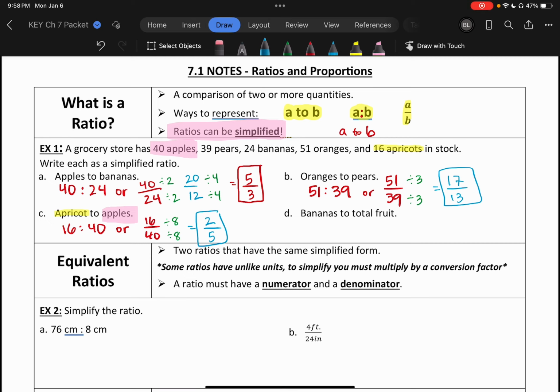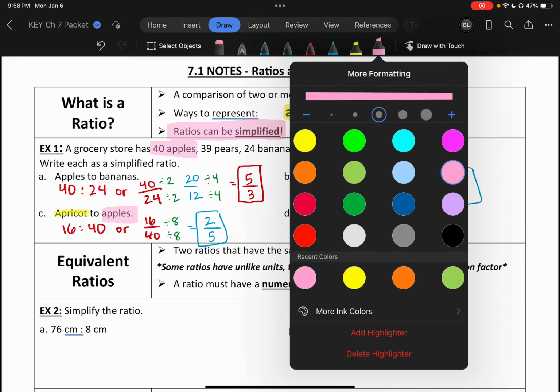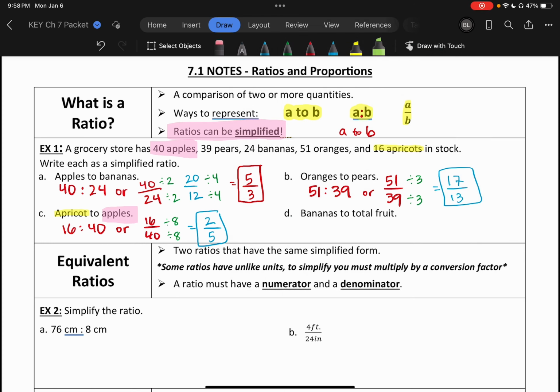And then lastly, we can finish up with this last example here. Let's use a different color here. Part D says bananas to total fruit. So if we look here, okay, let's use yellow for bananas. I'm just doing this to make it extremely obvious. I know that you guys are more than capable of just reading the question. Don't feel the need to use highlighters if you don't want to. But we have 24 bananas. So I have 24 bananas to, well, let's see, what's my total fruit?